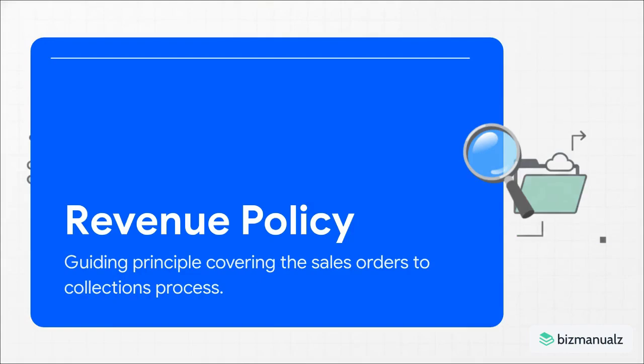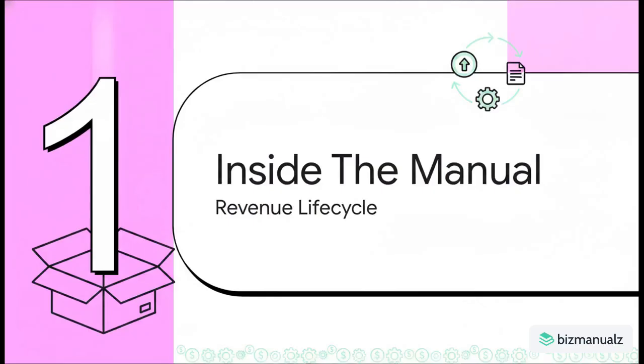Now, let's establish exactly what we're talking about here. Straight from the manual's own FAQ section, a revenue policy is defined as a guiding principle, covering the sales orders to collections process for realizing revenue using effective accounts receivable procedures. Okay, so what does that actually mean for us? Well, it means this isn't just about sending an invoice out the door. It's a comprehensive foundation. It offers real guidance and direction in financial decision-making so that your practices are totally uniform across the entire company.